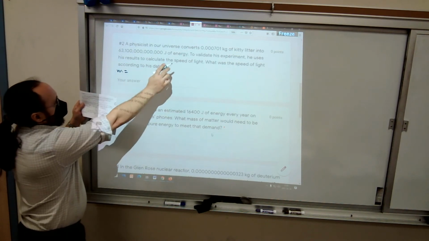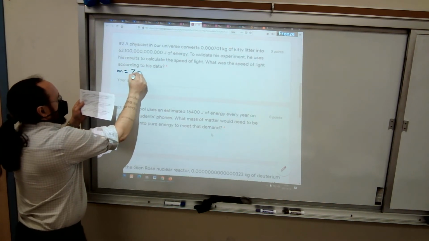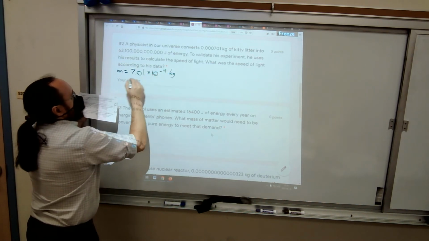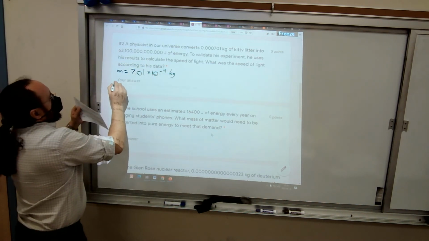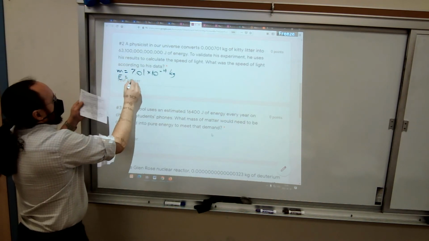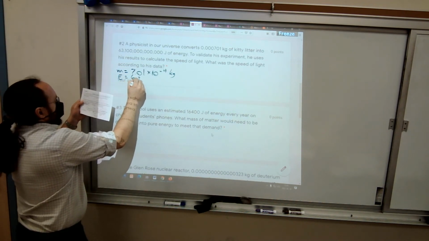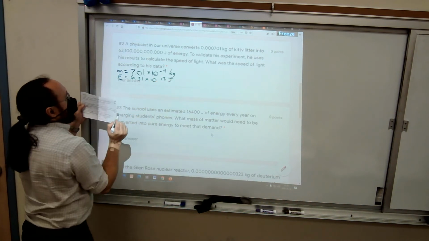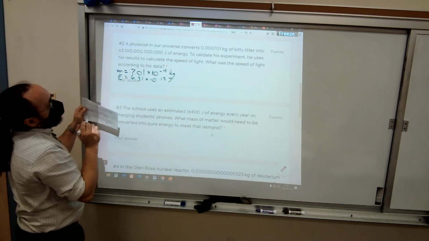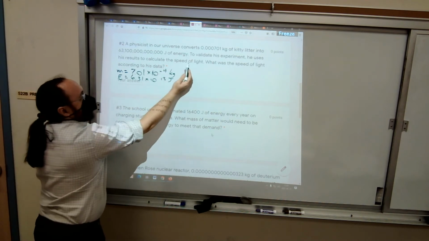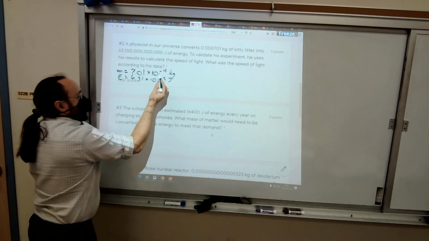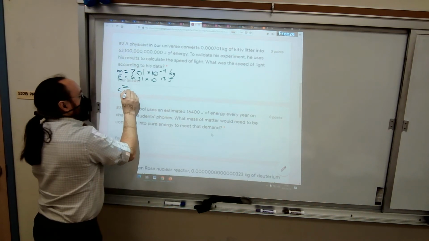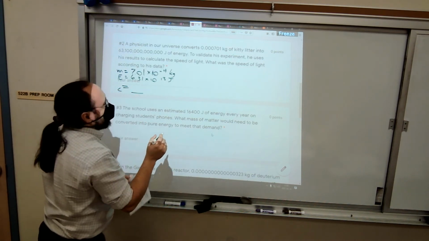But, so that mass of the kitty litter is 7.01 times 10 to the negative 4 kilograms. And it's that many joules of energy. That's a lot. What is that? 6.31 times 10 to the 13 joules. And so he's trying to figure out the speed of light. If he did it right, he should get the speed of light that he knows. So we're going to find out the speed of light.